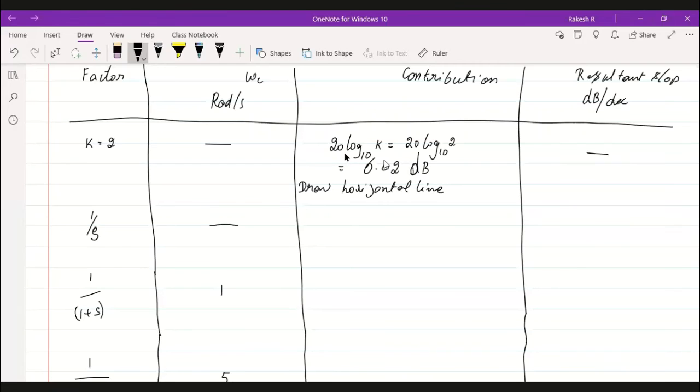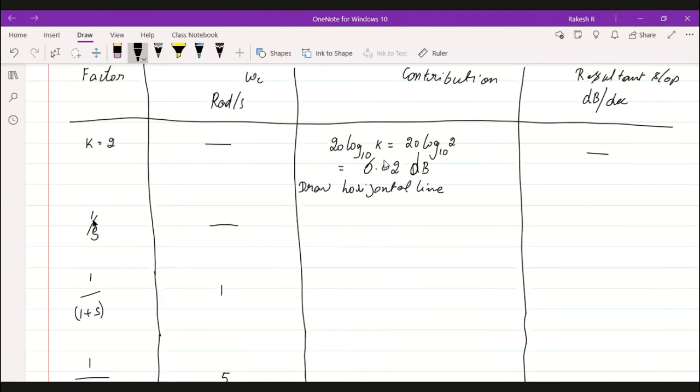For the value of K gain, we have 20 log 2 to base 10, that is 6.02 dB. So what we have done? We have drawn a horizontal line at 6.02 dB here.